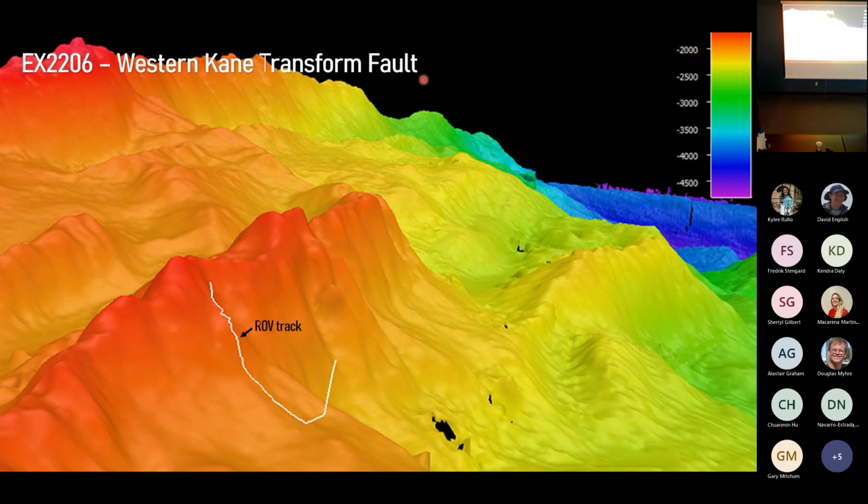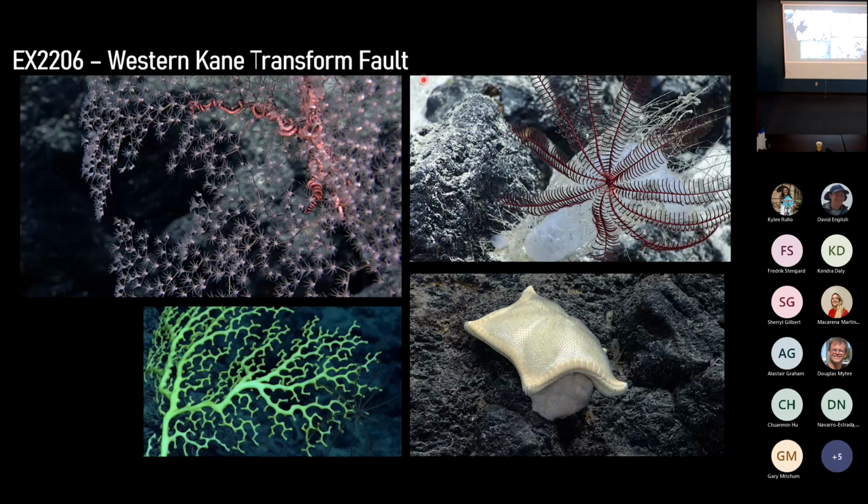And finally, on the third cruise, EX2206, they dove on a fracture zone similar to Charlie Gibbs, but further south near the latitude of Miami. I thought it was an interesting analog. There are different oceanographic conditions there, so it's not an exact comparison. But they found some really beautiful animal life down there, including hydrocorals, sponges, sea stars. So that was pretty cool.